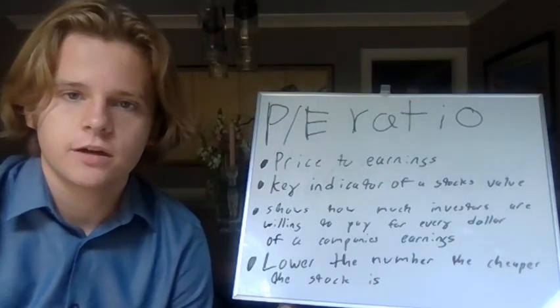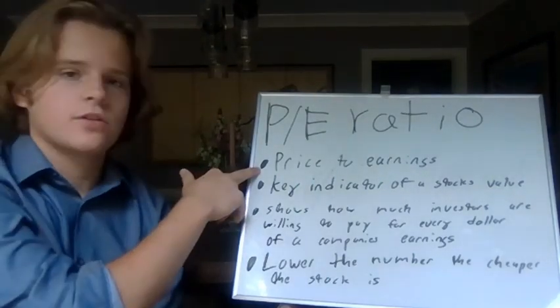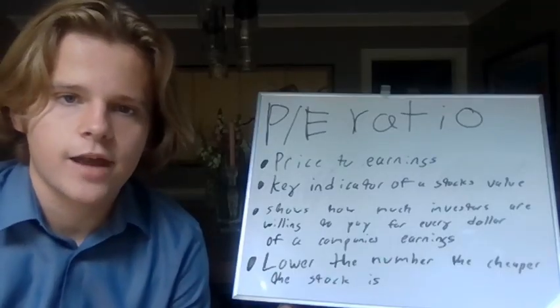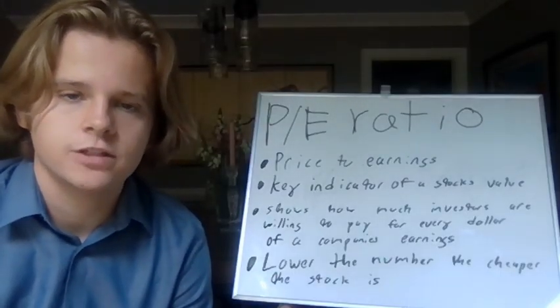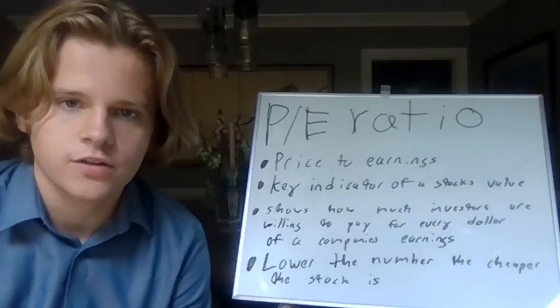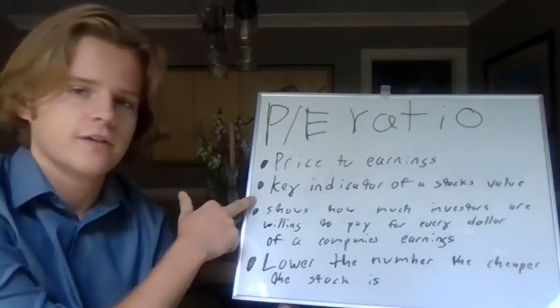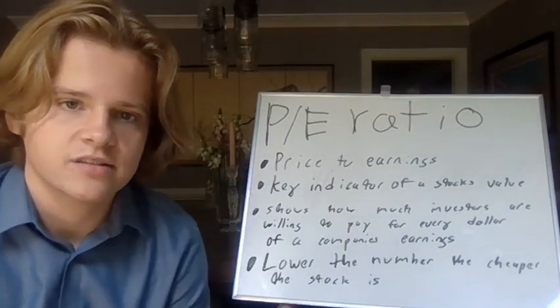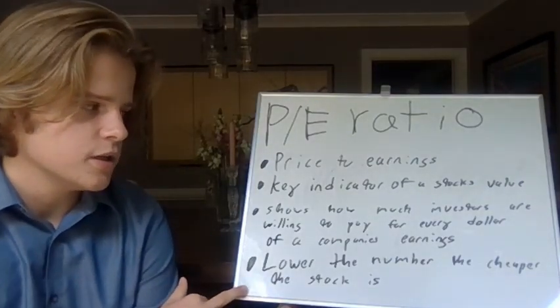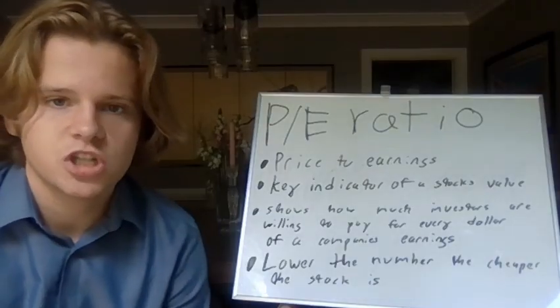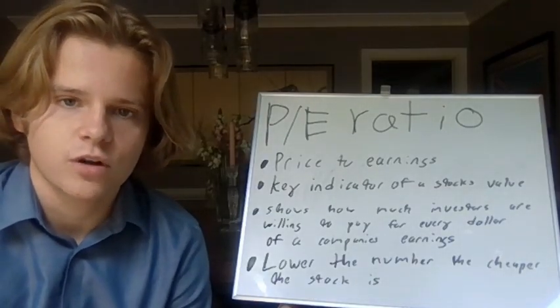Firstly, we have the PE ratio, which stands for price to earnings, and it's basically an indicator of how much investors are willing to pay per dollar of earnings from a corporation. It usually indicates a stock's value. So is it a growth stock or is it a value stock? The lower the PE ratio, or the lower the number, the cheaper it is because you're paying less per dollar of earnings.